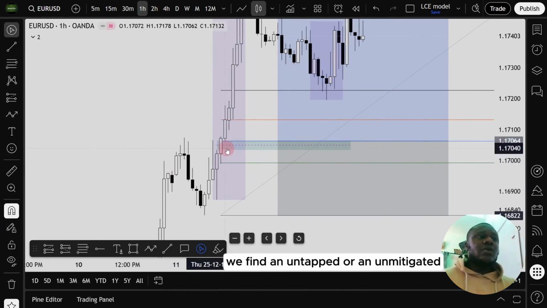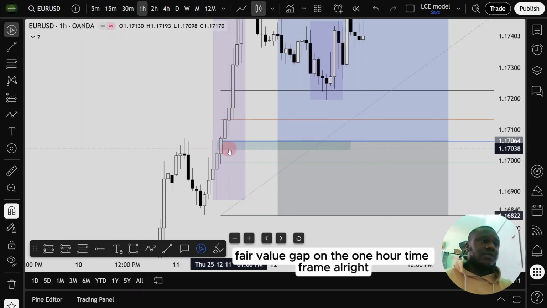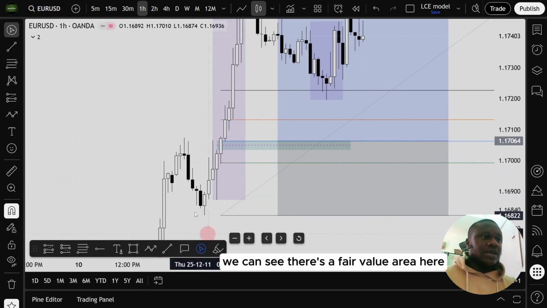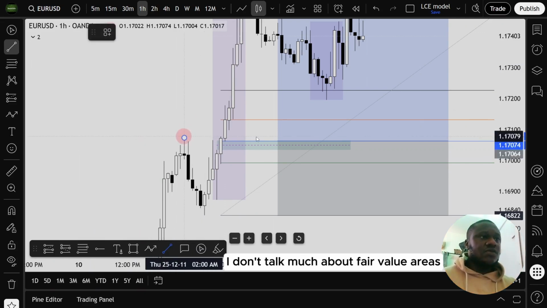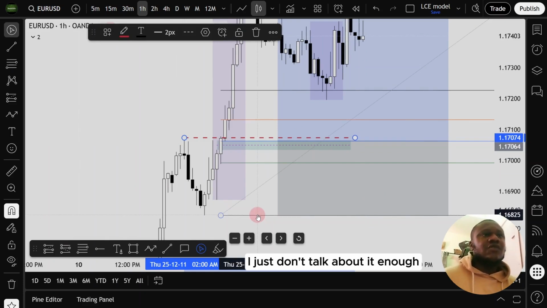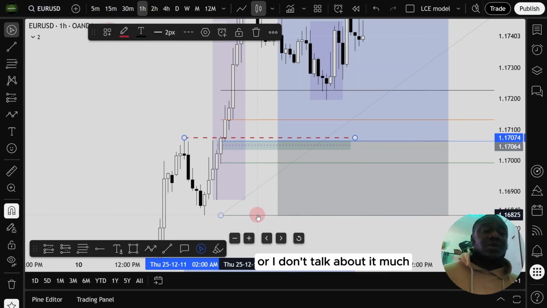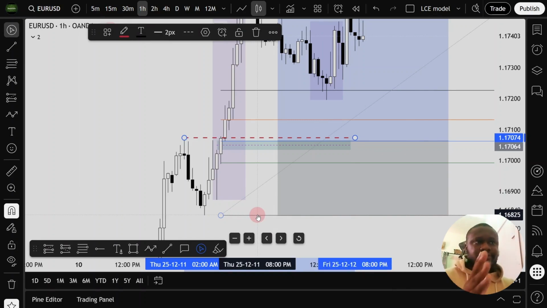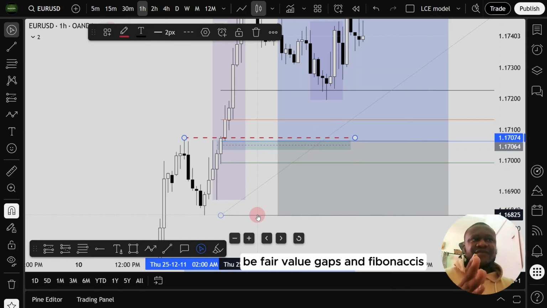We find an untapped or an unmitigated fair value gap on the 1 hour time frame, right, which also aligns with the fair value area. We can see there's a fair value area here. I don't talk much about fair value areas, but it is inculcated in my system. I just don't talk about it much because I have already simplified my system to be fair value gaps and Fibonacci's.